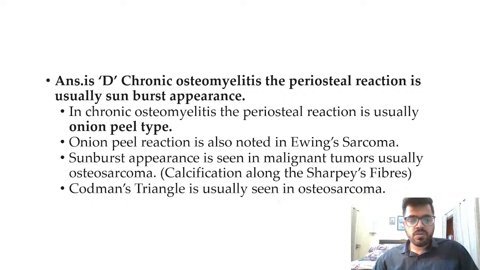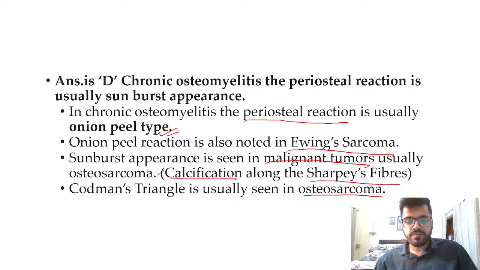As we can see, in chronic osteomyelitis the periosteal reaction is usually onion peel type. Onion peel reaction is also seen in Ewing sarcoma. Sunburst appearance is seen in malignant tumors, usually osteosarcoma, where there is calcification along Sharpey's fibers. Codman's triangle is usually seen in osteosarcoma.